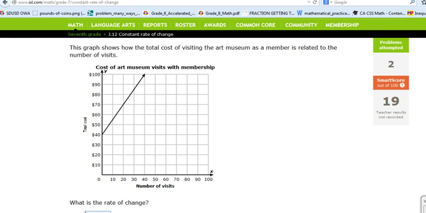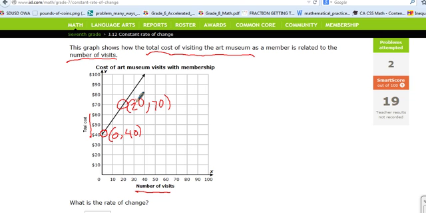So this one, the problem is saying, show the total cost of visiting the art museum as a member as it relates to the number of visits. So we're looking at the cost of art museum visits with membership. So our x is going to be our number of visits, and our y is how much it costs us. Again, 2 grid points. Oh, nice. This one is an easy one. We have 1 point at 0, 40. And we have another point right here at 20, 70.